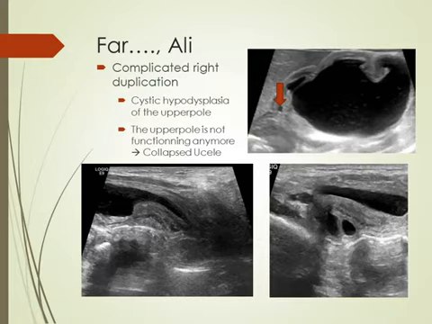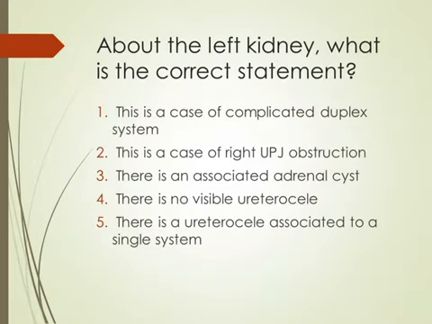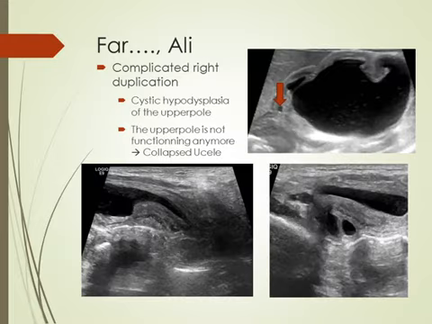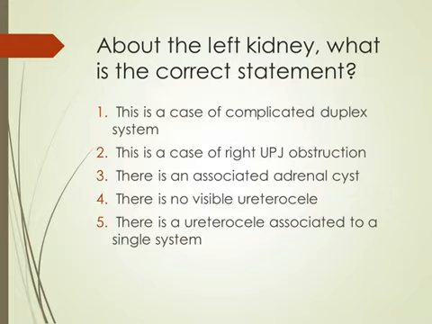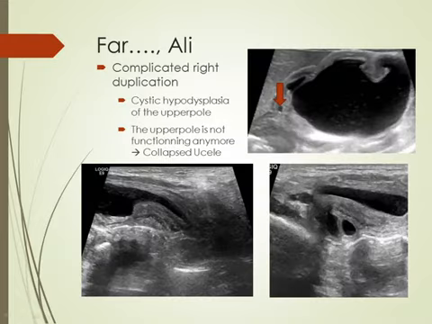Now, actually, the right answer is this is a case of a complicated duplex system. How do we see this? We see it because we have a dilated kidney here, and one of the answers is that we have an associated adrenal cyst. No, the adrenal is seen here. You see the red arrow, and it points to a cyst. And you do see the adrenal here, which is outside of the kidney. So the cyst is within the renal parenchyma.